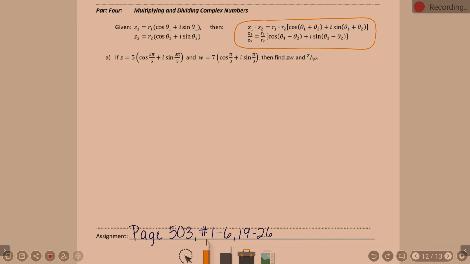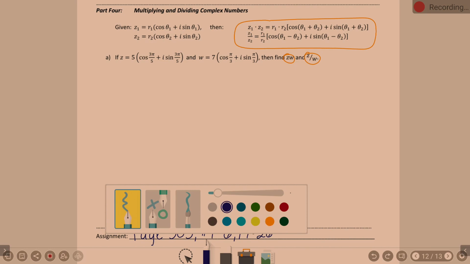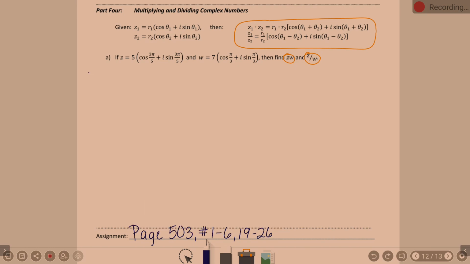So if z is given as 5 times cosine of 3 pi over 5 plus I sine 3 pi over 5, and w is 7 times cosine of pi over 3 plus I sine pi over 3, then we're being asked to find zw and z over w, or z divided by w. So let's start off by finding zw.